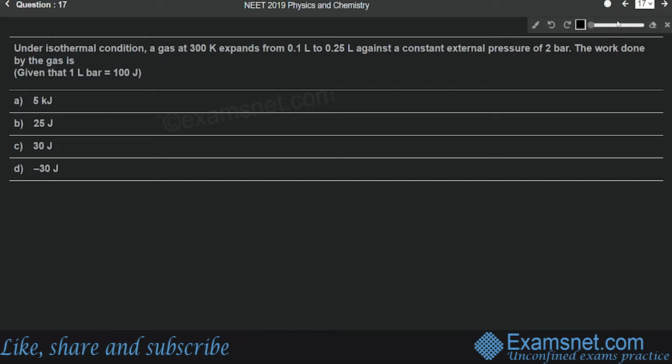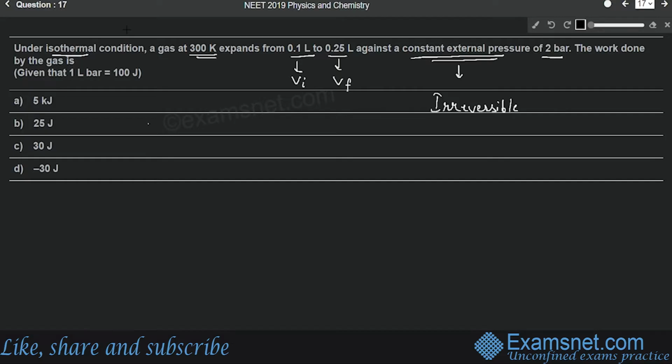Now question number 17 is from the chapter thermodynamics, and the question is, under isothermal condition, a gas at 300 Kelvin expands from 0.1 liter to 0.25 liter against a constant external pressure of 2 bar. Then the work done by the gas is. Here initial volume is given as 0.1 liter and final volume is given as 0.25 liter. Also, it is given that the gas expands against a constant external pressure. This is important because this shows that the process is an irreversible process.